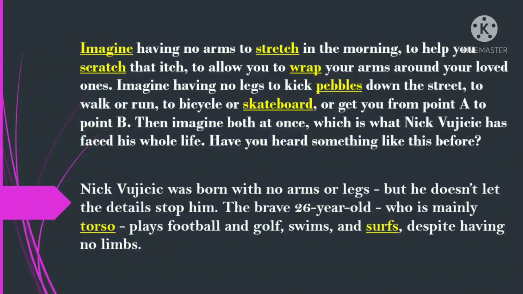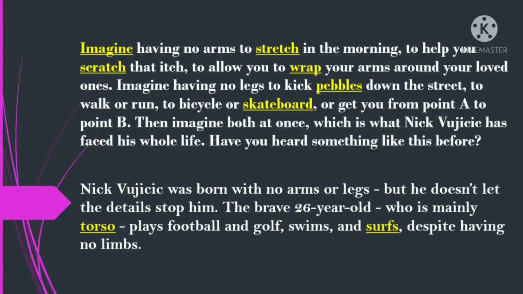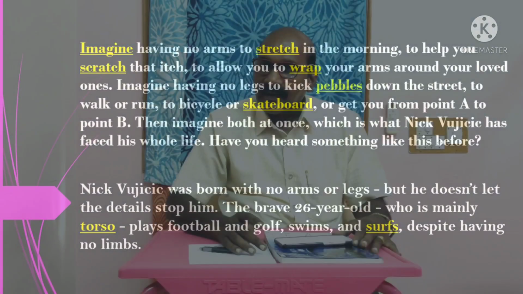Have you heard something like this before? I hope that you haven't heard about a person without legs and arms. Nick Vujicic was born with no arms or legs, but he doesn't let the details stop him. There is a famous personality in the story. His name is Nick Vujicic. He has his own disability. Though he has his own disability, he doesn't let the details stop him.